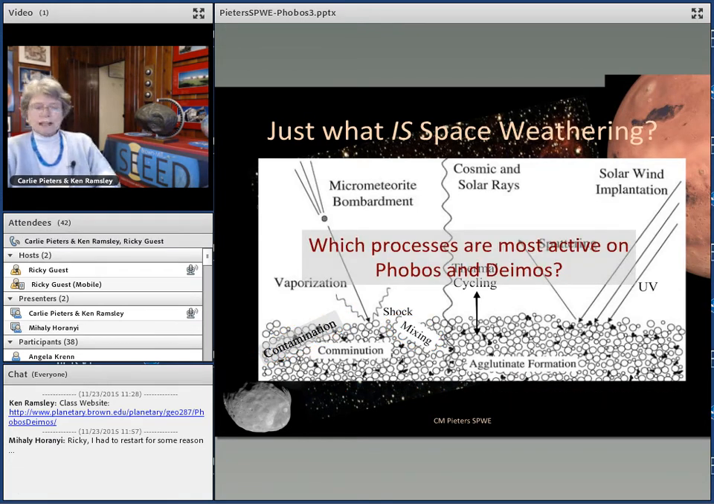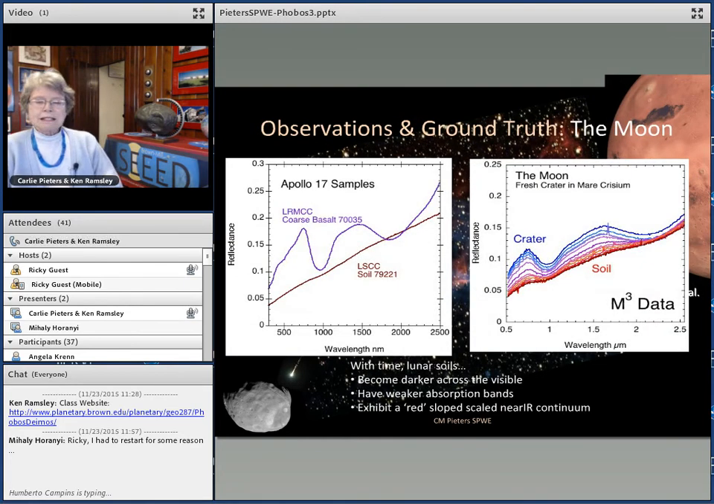So the question of the day is, which of all these processes that we're going to walk through are actually most active on Phobos and Deimos? Can we tell, or do we have a concept, an idea of which of these are in fact most prevalent on Phobos and Deimos? Well, let's start with the Moon.